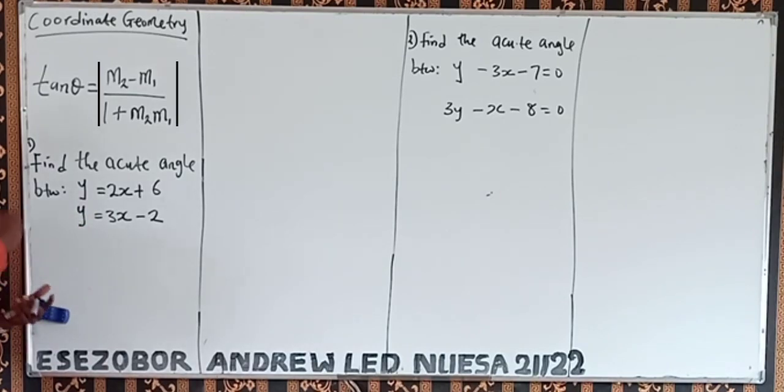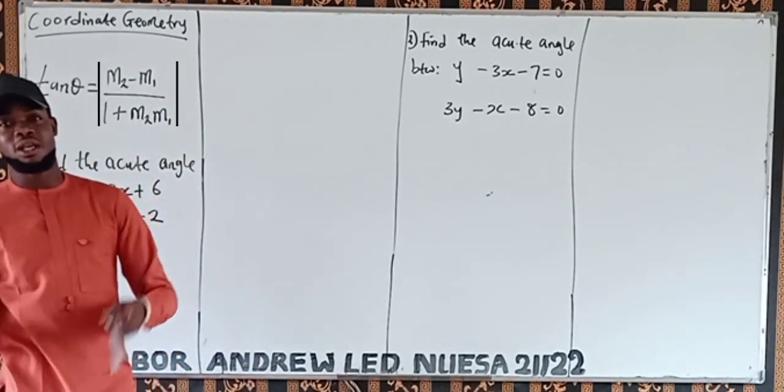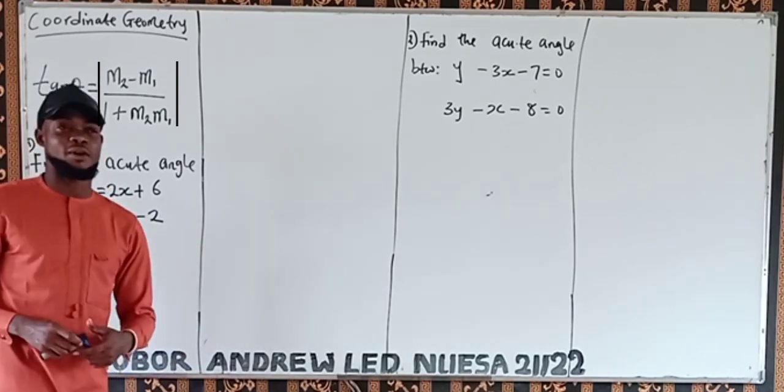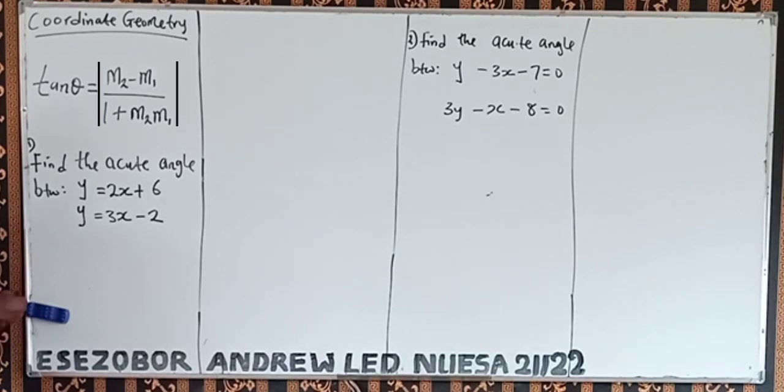But this time now, the equations of the lines were given, but the gradient was not given. Now how do you get the gradient of a straight line? How do you get the gradient of a straight line? First now, solution. We are going to get the gradient of these two lines. And the first line is that y is equal to 2x plus 6. And how do you get this gradient?